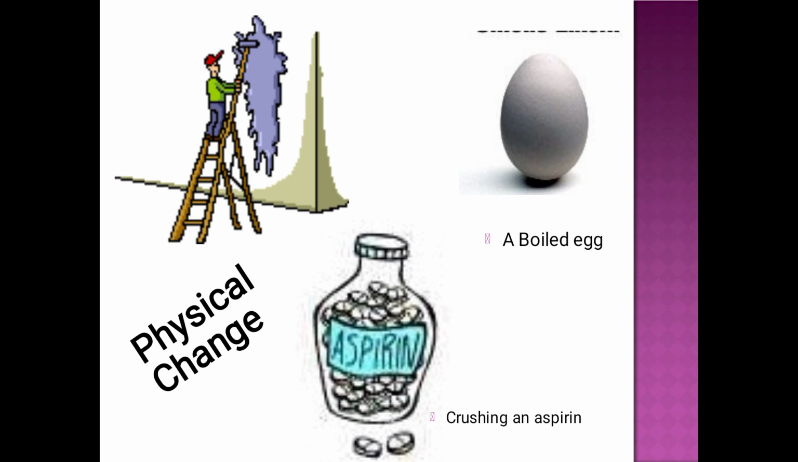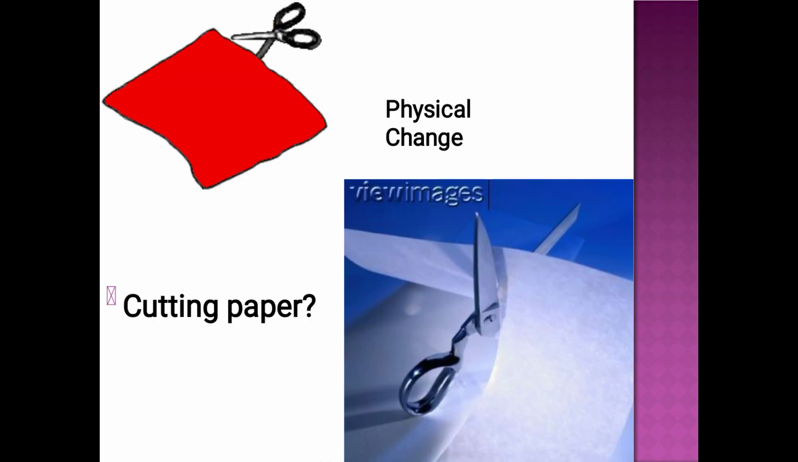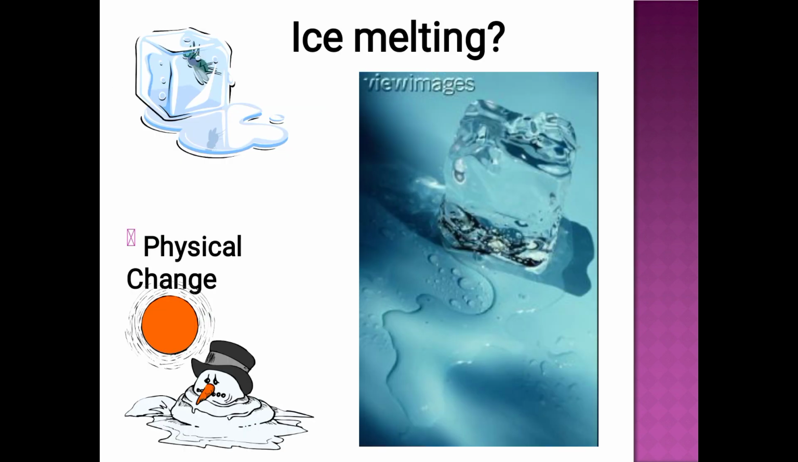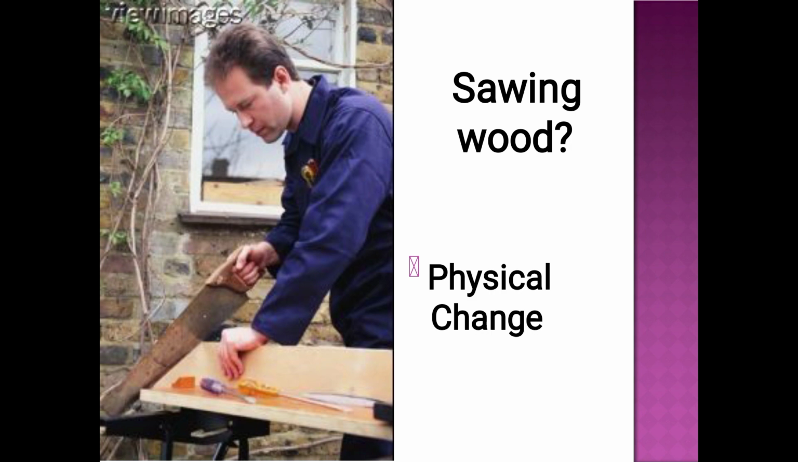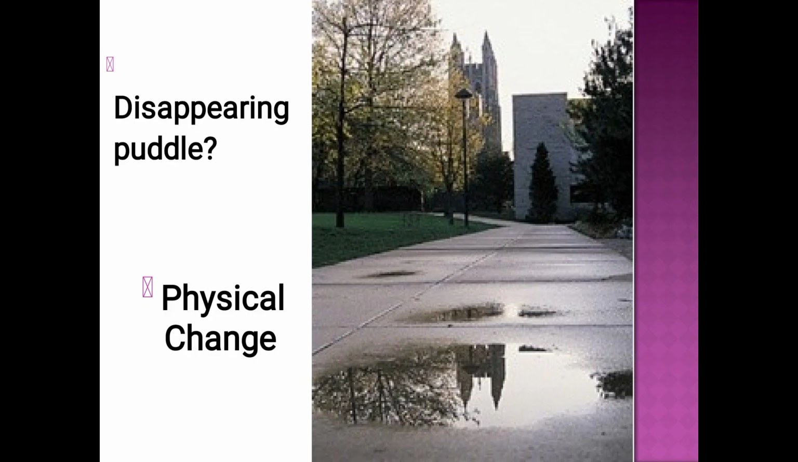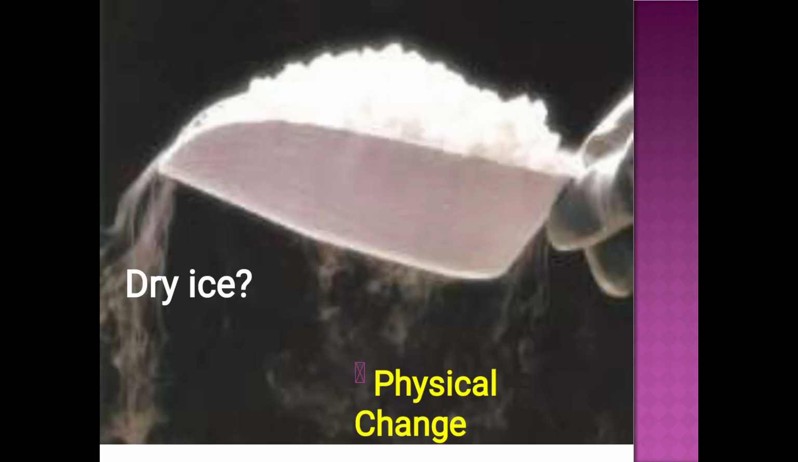You can see the examples over here. A boiled egg, crushing of an aspirin tablet, cutting of a paper is a physical change. Melting of ice. If you again keep the water in the freezer, it will again change into ice. So this is a physical change. Sawing wood is a physical change. Disappearing puddle is a physical change. Dry ice is a physical change. Dry ice is solid carbon dioxide.